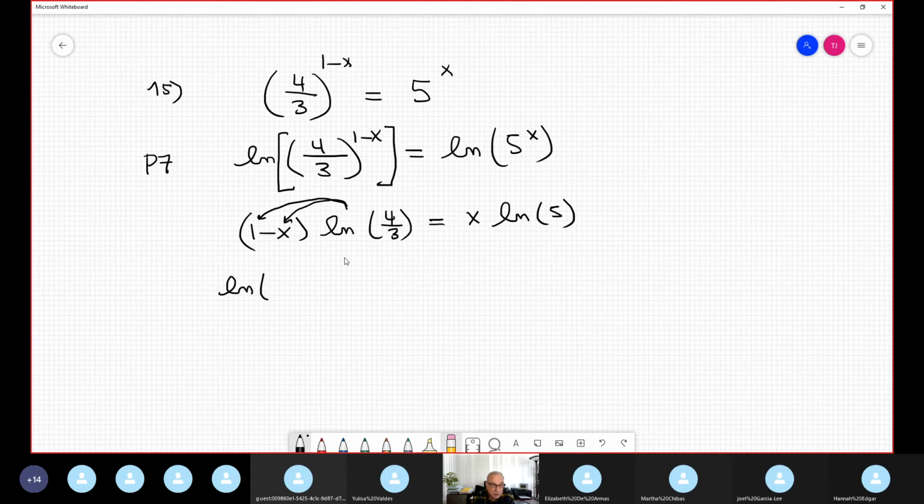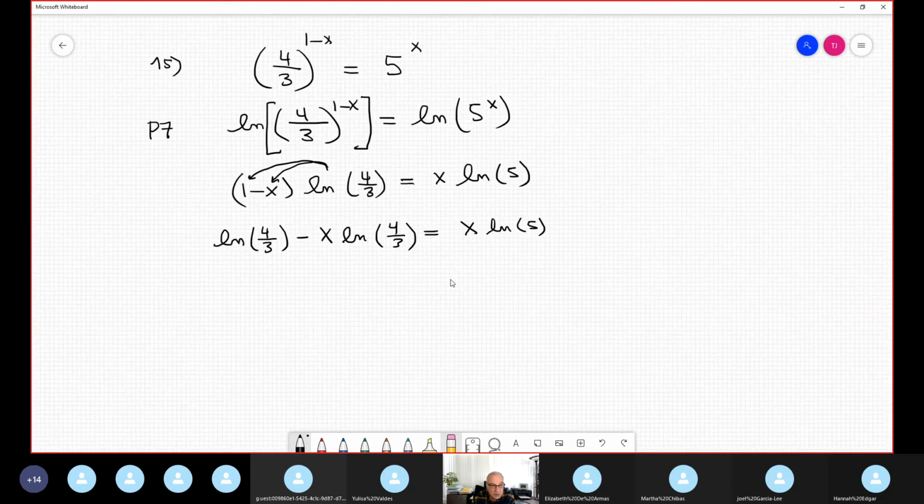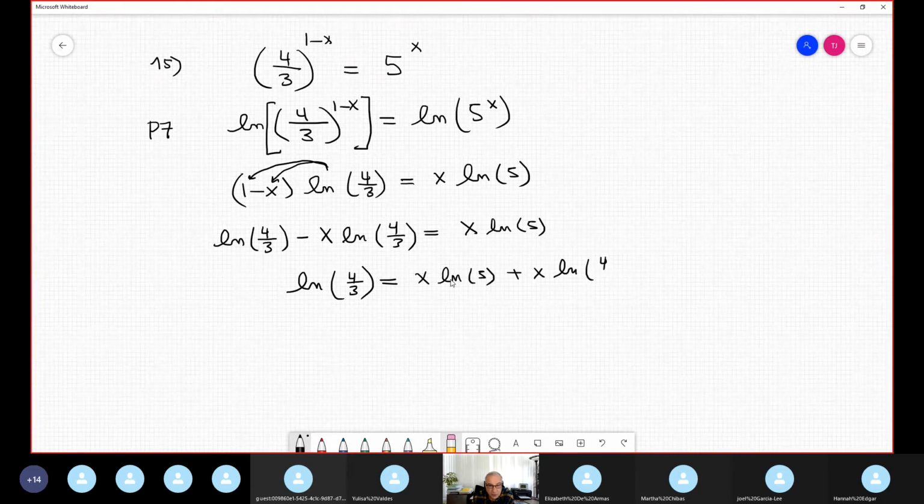Distribute the property. So ln 4/3 minus x times ln 4/3 is equal to x times ln of 5. Remember, my goal is to solve for x. I need to group the terms that contain x on the same side. For example, this stays here, good. However, it's very convenient to move this to the right, to the x plus x times ln 4/3.